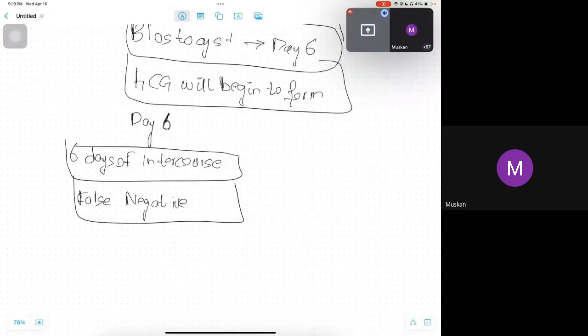In which part of the human body do we check the HCG? It could be checked in serum and urine, yes, but the main thing that we check it in will be the urine.